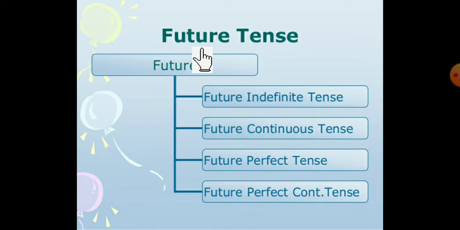Now the next is future tense. In future tense also it is the same: future indefinite tense, or you can say simple future tense, then future continuous tense, future perfect tense, and future perfect continuous tense. Got it?